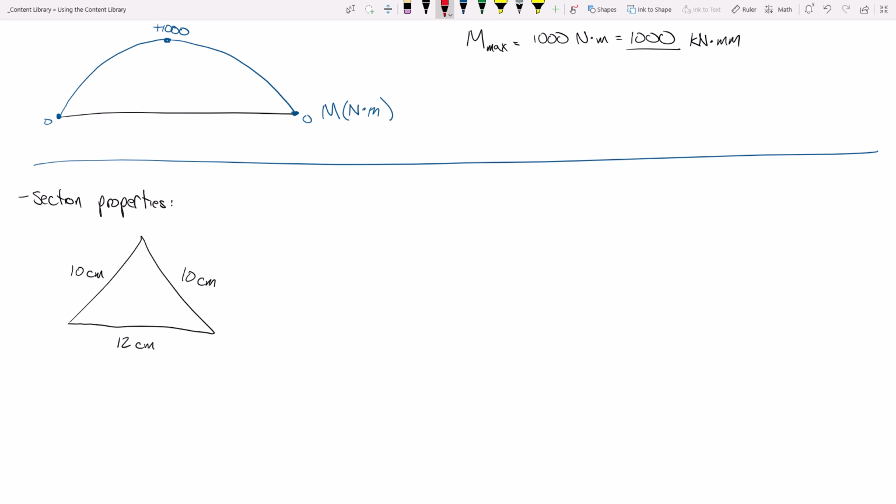So instead of 10 centimeters and 12 centimeters, I'm going to deal with 100 millimeters, 100 millimeters, 120 millimeters. I'm just going to deal with that now. Now, what is going to happen is we are going to get a very large number for our moment of inertia. That's okay. We're dealing with millimeters to the fourth, so it's going to get big. That's all right.